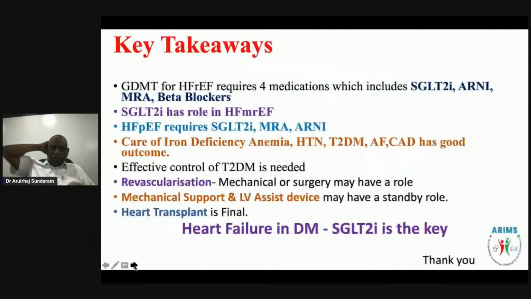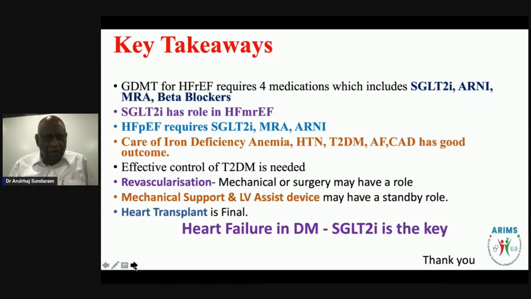Now, friends, thanks for active listening. The summary I would like to read again: guideline directed medical therapy for heart failure with reduced ejection fraction needs 4 medications, which include SGLT2 inhibitors, ARNI, MRA, beta blocker. Again and again repeating because I want all of you to remember this. SGLT2 has a role in heart failure with mid-range and preserved ejection fraction also. Control of iron deficiency anemia, hypertension, diabetes, and CAD will give good outcome.